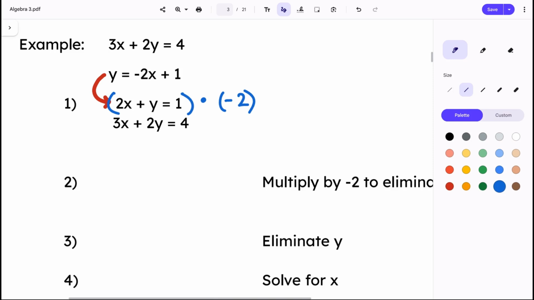So if I take that top equation, all of it times a negative 2, it now says negative 4x minus 2y equals negative 2. You have to take all the terms times the number that you're multiplying by. And we leave the bottom equation as is.